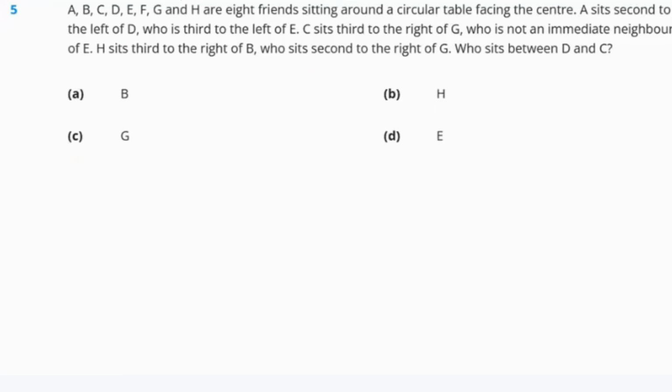Now the next question. In the next question, the question is saying that A, B, C, D, E, F, G, H, 8 friends are there, and they are sitting at a circular table. Since they are sitting at a circular table, the correct sequence is also given over there, like how they are sitting. So according to the question, A sits second to the left of D.